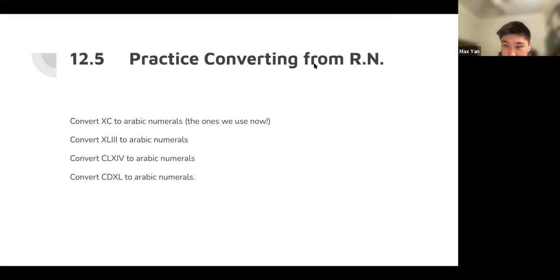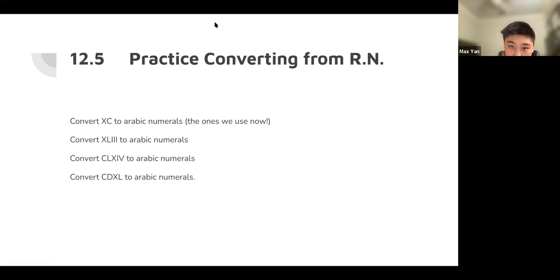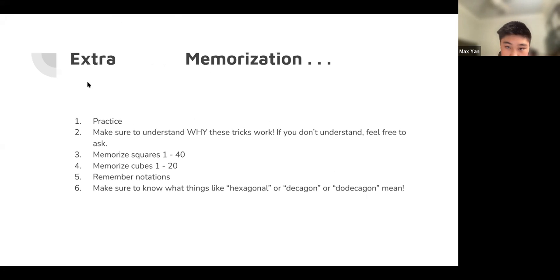All right, now let's practice converting from or into Arabic numbers, which are the ones we use now. All right, so we have 90, 43, 164, and 440.